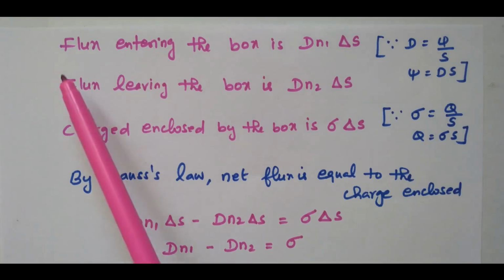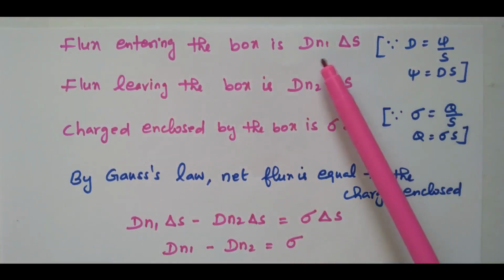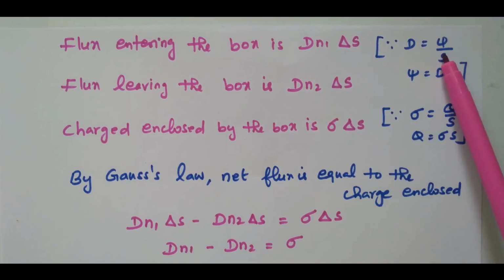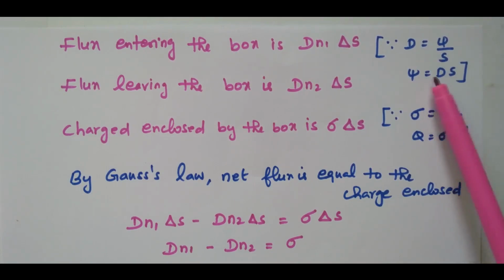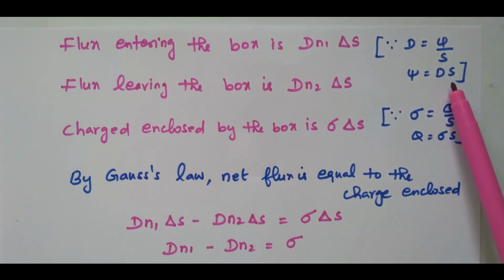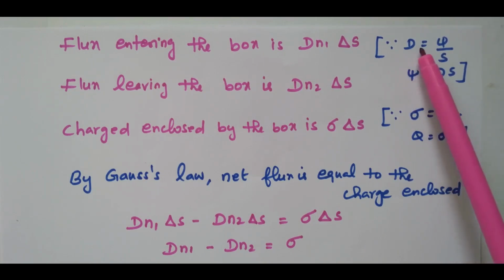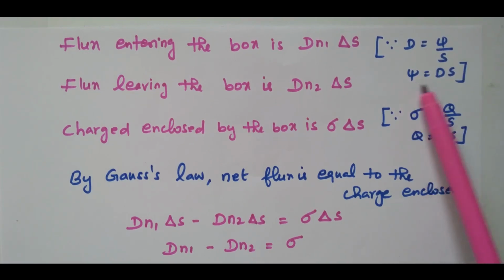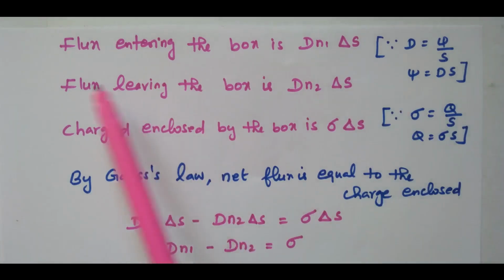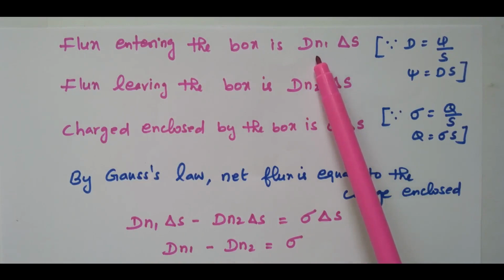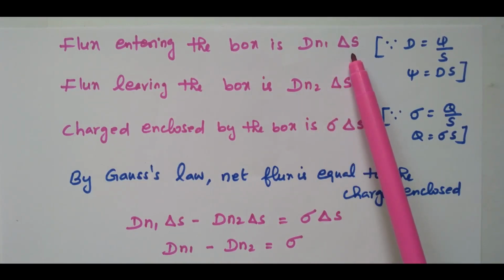What is the flux entering the box? We have Dn1 available. Normal component of flux density is entering. Then what is flux? D equal to psi by S, displacement equal to charge per unit area. So from that, cross multiplying, psi equal to D S. So the flux equals displacement density into surface area. What is given as D in the diagram is the displacement density vector. From the displacement density vector we can find the flux using this formula, psi equal to D S. So the flux entering the box is Dn1 into delta S. Dn1 is the normal component of flux density.